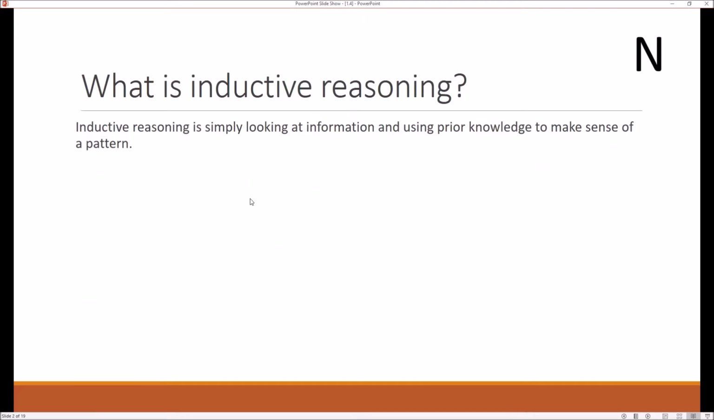So basically, inductive reasoning is looking at information you're given and using knowledge you already have. Sometimes it's just common sense. Sometimes it's, I'm looking at it, here's the next piece to the puzzle. And then you try to figure out if you can see a pattern in all of that information. It can be really hard and difficult at times. Sometimes it's very easy. Let's look at something.